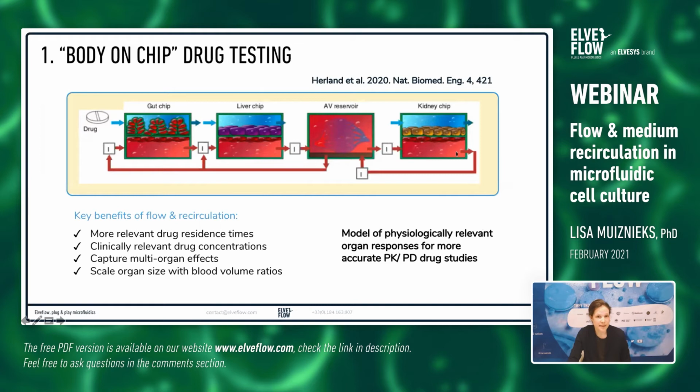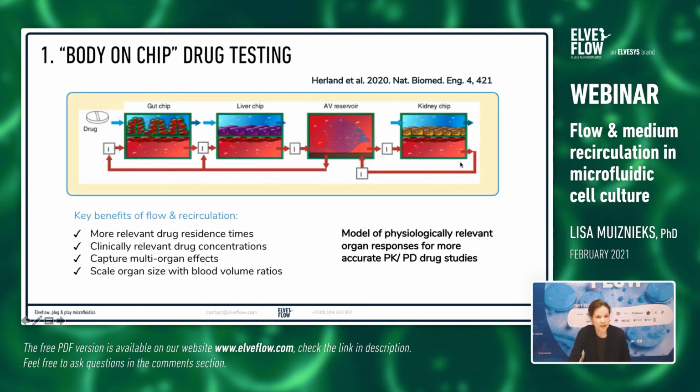So the first example used recirculation to link multiple organs on chip and test drug responses. This is a study from the labs of Anna Herland, Donald Ingber, and colleagues. And here, the authors used sets of organ chips, for example, a gut, a liver, and a kidney chip, or also a bone marrow, a liver, and kidney chip. And each organ chip is complex in its own right.